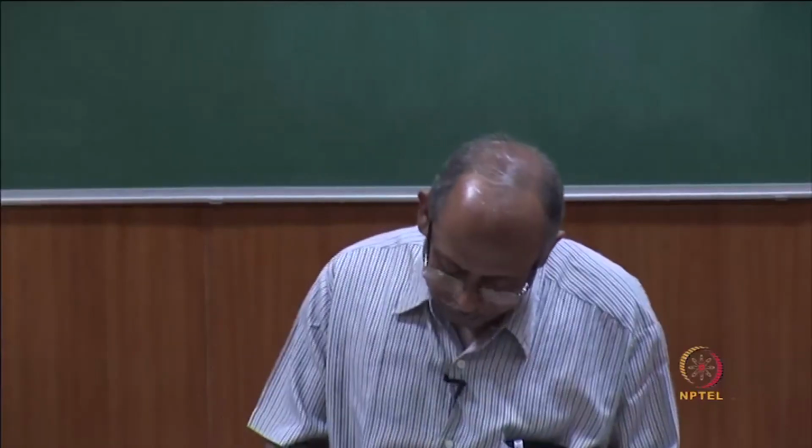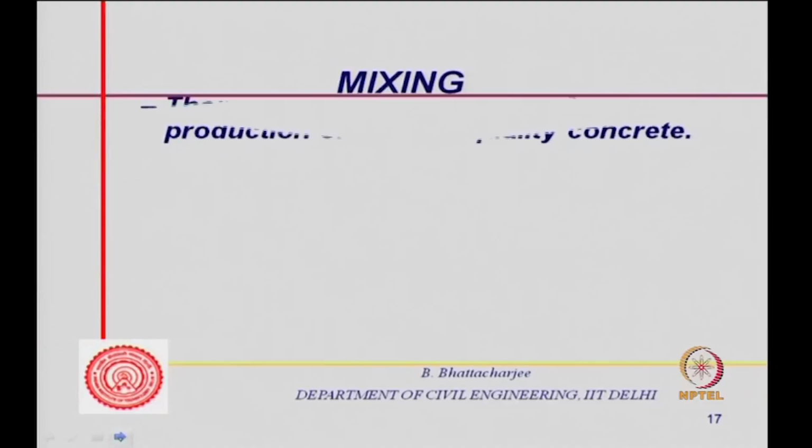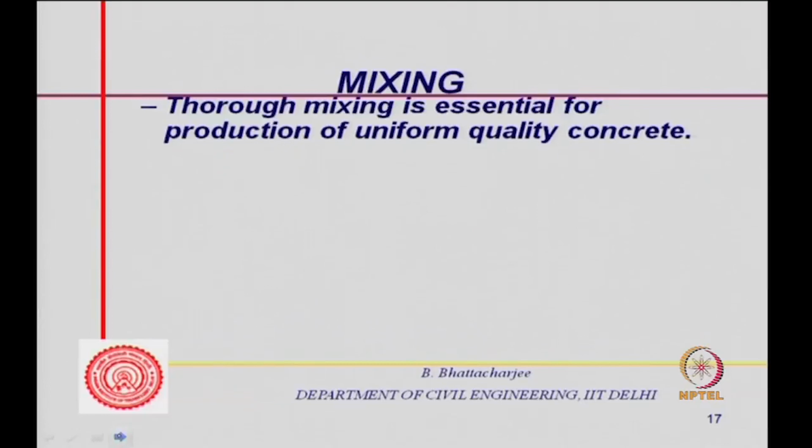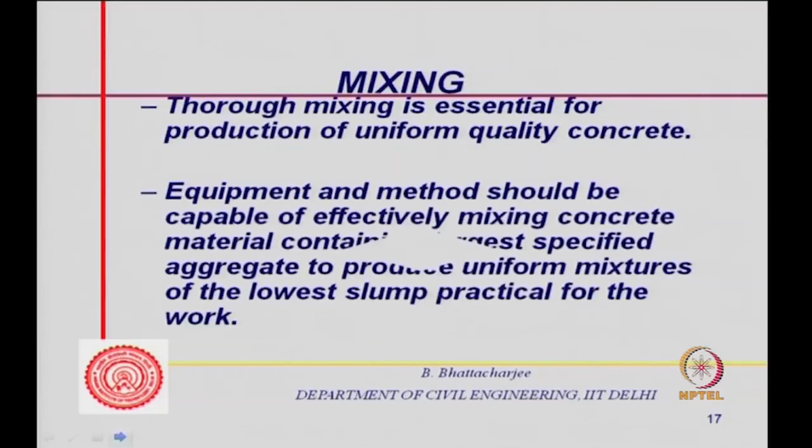Now, let us look at mixing. It is the process by which we produce uniform concrete. We have different materials of different specific gravity and different shape, and then we mix them up to produce a kind of uniform cohesive mix.